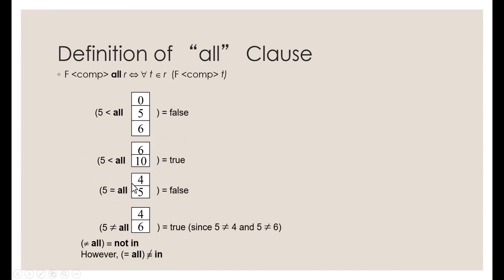Is 5 equal to 4? No. So even though 5 is equal to 5 and that is true, because this one was false, the whole thing becomes false. Is 5 not equal to 4? True. Is 5 not equal to 6? Also true. So both are true, and the whole thing is true.